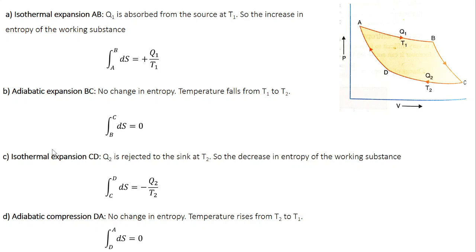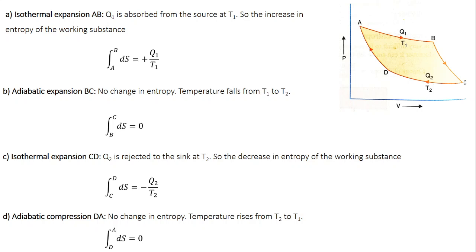Third one is isothermal compression. Sorry for the typo here, this should have been compression. So isothermal compression CD. Here Q2 is the heat rejected to the sink at T2. The working substance is losing heat, in other words, its entropy is going to decrease, so this is a negative entropy change. What is the total entropy change? The integral from C to D of dS is equal to minus Q2 divided by T2. And finally, you have adiabatic compression DA. Once again, during this process, the entropy change equals 0.